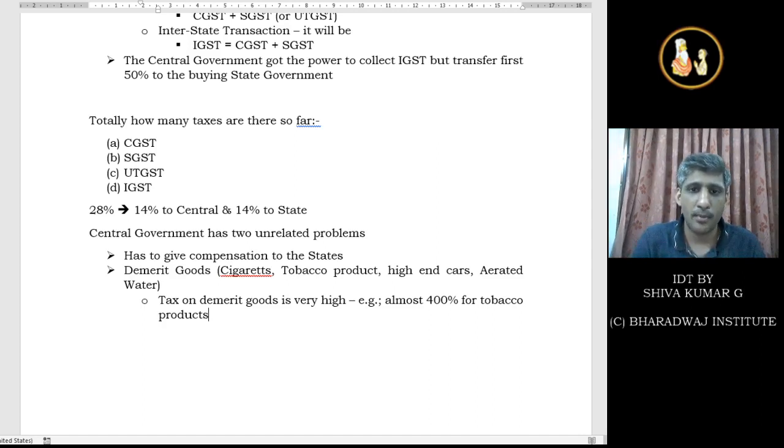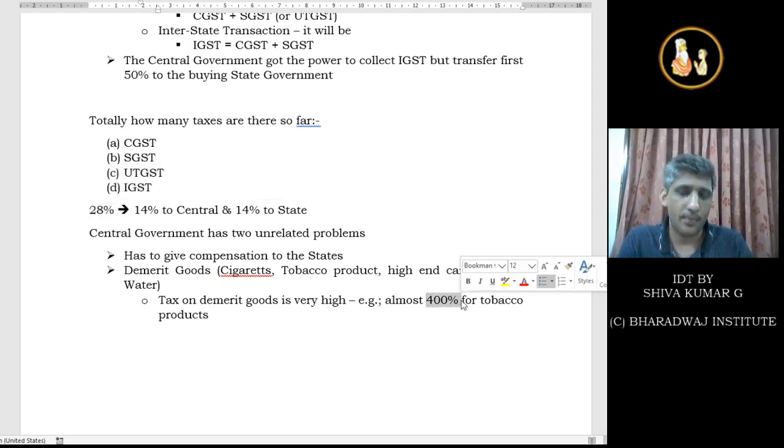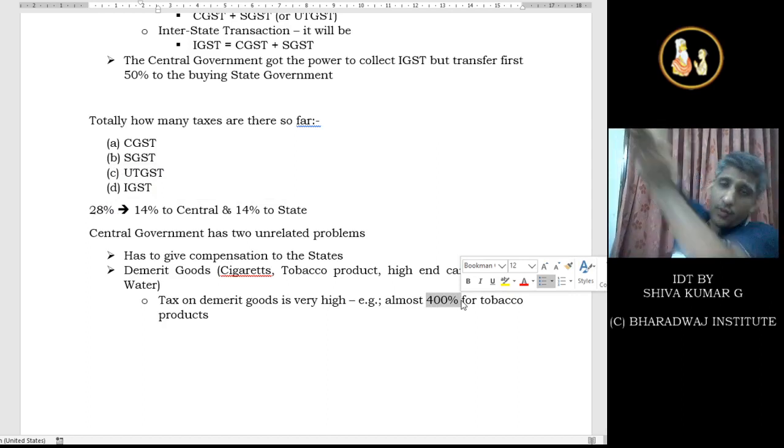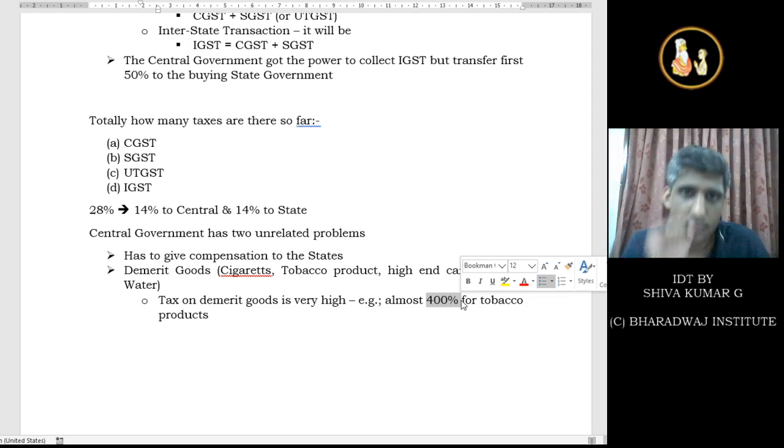Now, what is the problem? What is the highest rate fixed? 28%. What is the tax rate here? 400%. If I bring this product into GST, 400% will come down to, finish the sentence, 28%. Sir, cigarette, everything will be cheap, sir. No, not possible. Cigarette has to be continued at 400%. What to do?